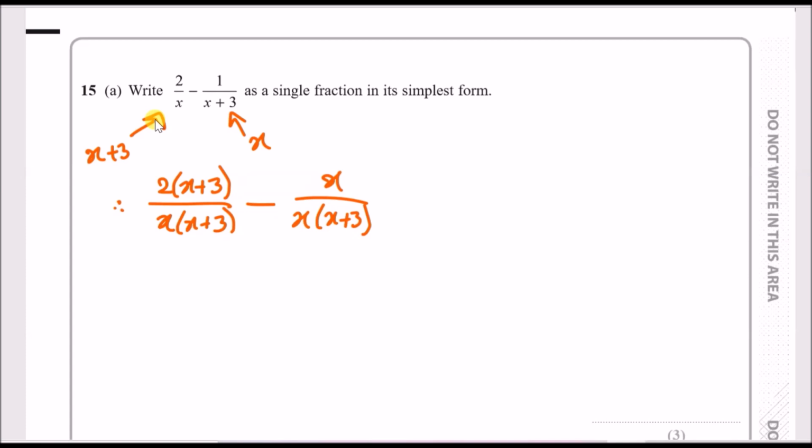Now, a little tip, guys. When it comes to the denominator, the bottom bit, don't bother expanding it, because there's no point. The trick is that you want to try and simplify it if you can.